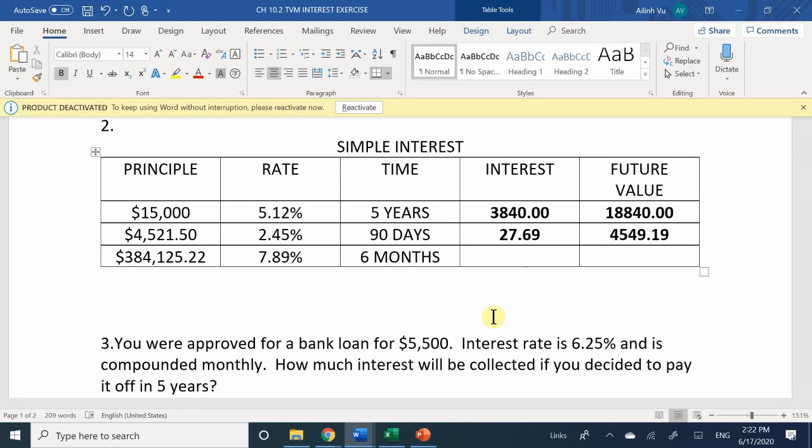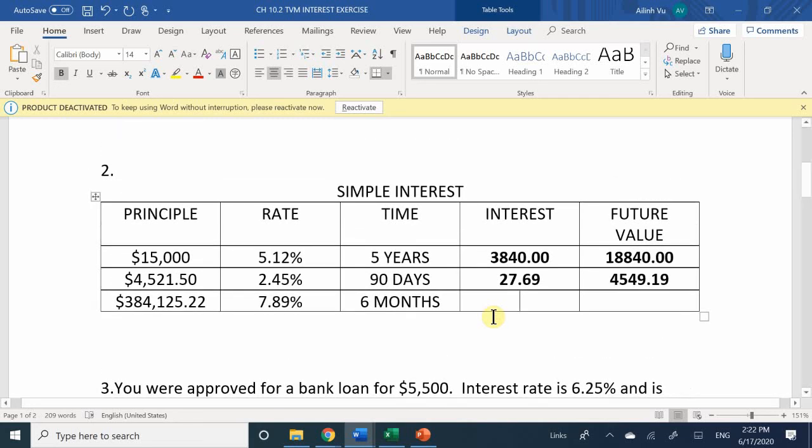So if I originally invest... Oh, okay, sorry. Okay, so principal is we're gonna originally invest $384,000 and 125.22. Okay, our simple interest rate is going to be 7.89%, and it's going to be for 6 months.